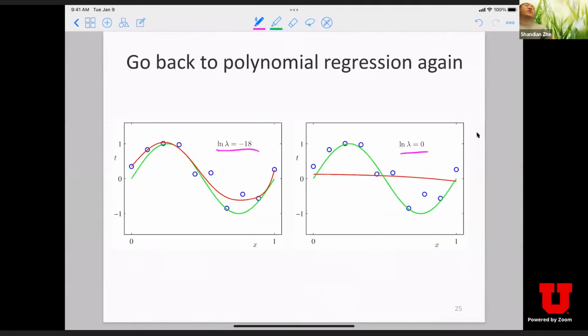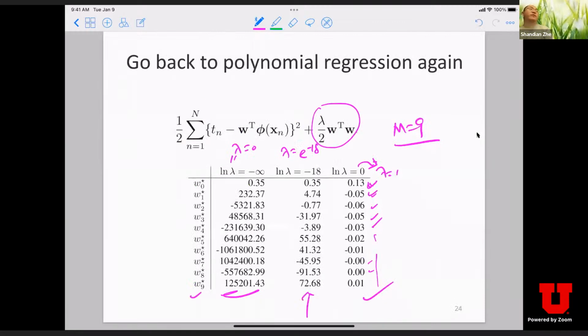Okay, any questions so far? Yeah, as we just discussed, M equals 9. Look here. We consider the case where you choose big M equals 9, and then you try different regularization strengths lambda and see what the learned weights are. According to those weights, is the learned curve close to the ground truth or not?